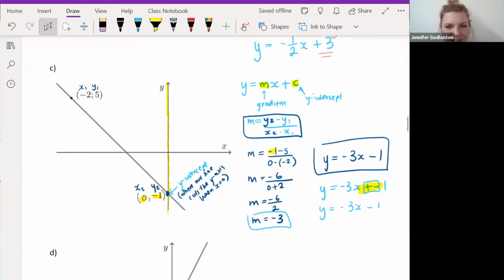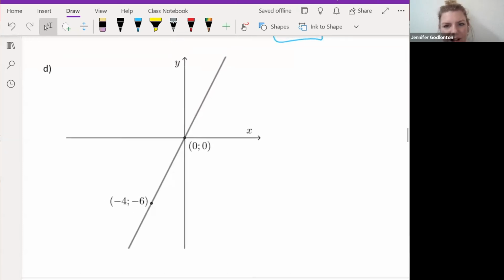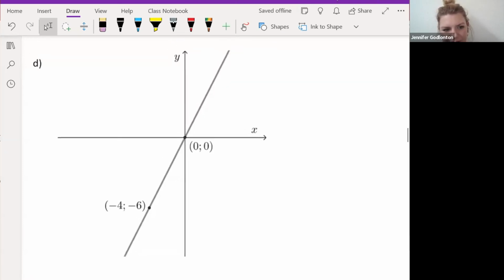Okay, so for this one, I'm not going to help as much. Yeah, I'm sitting on the bed today, so I am very comfortable.